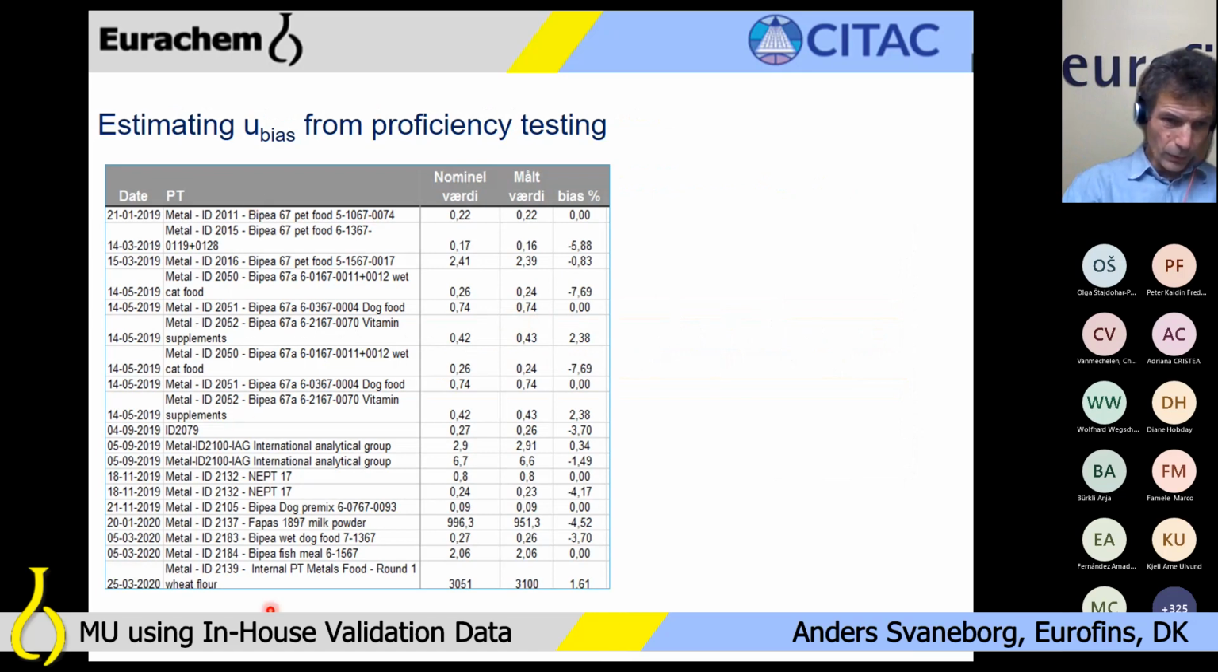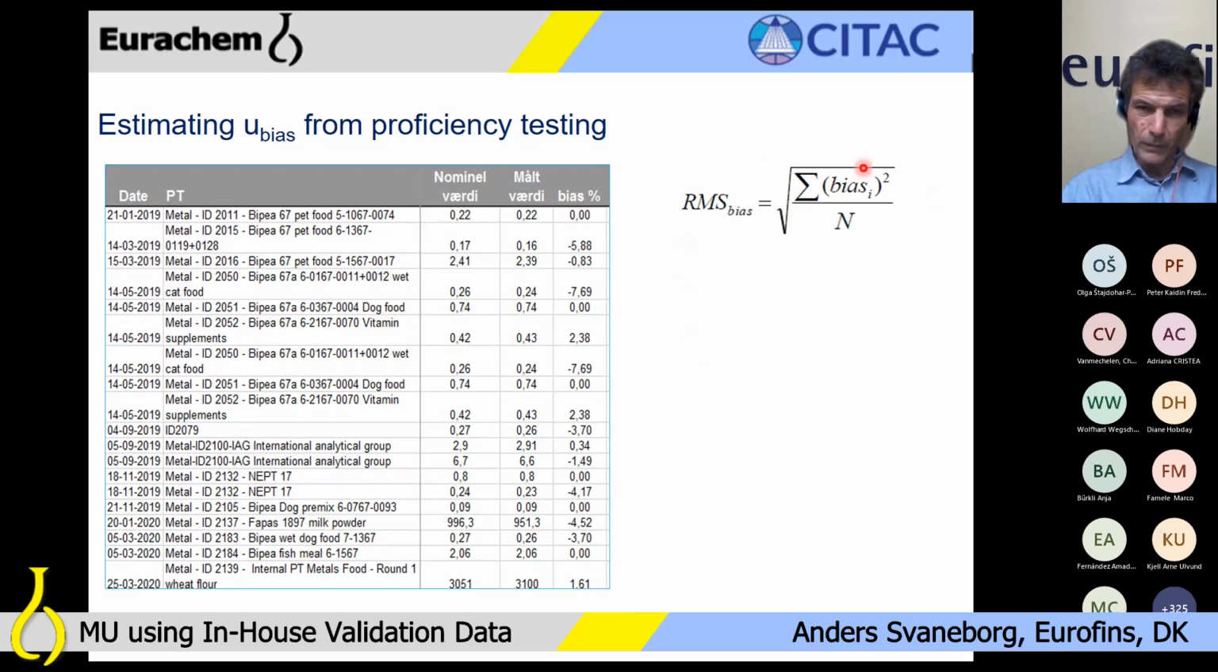We have here just some of these proficiency testings, but what we do is to calculate the bias for each of them. We have the nominal value and we have the measured value, and we calculate the difference in percent. And this is the bias for one proficiency test. And then we make a simple root mean square for this and get an estimate for the bias for all these proficiency testings. With this formula, again, these formulas are from the TR537 Nordtest.